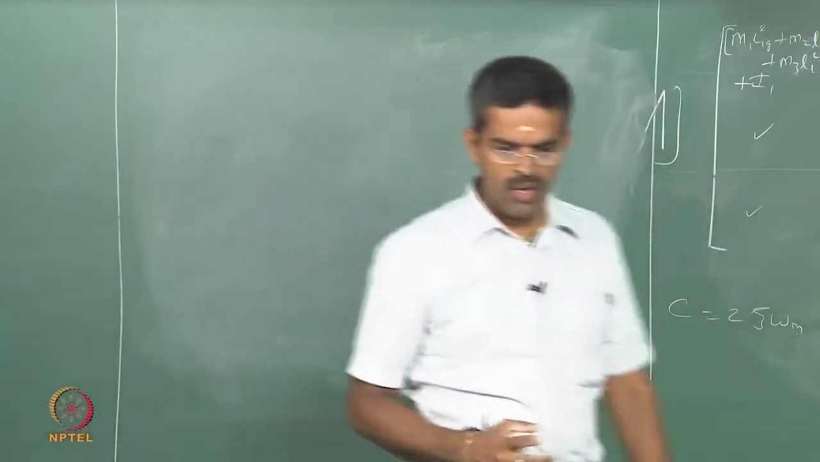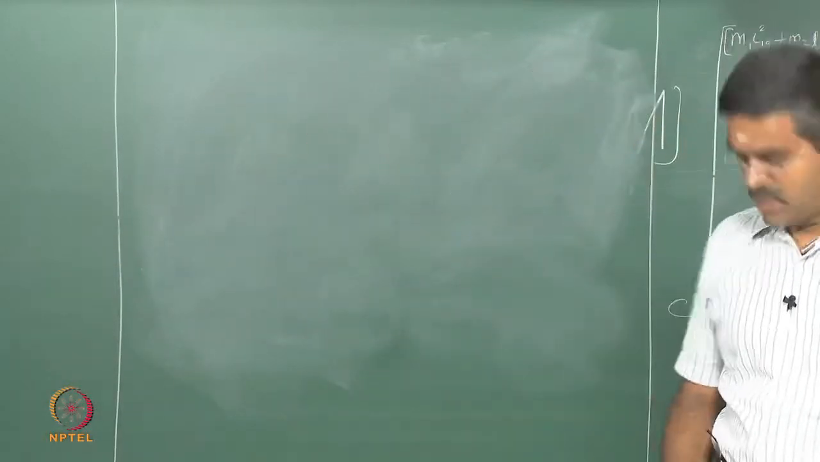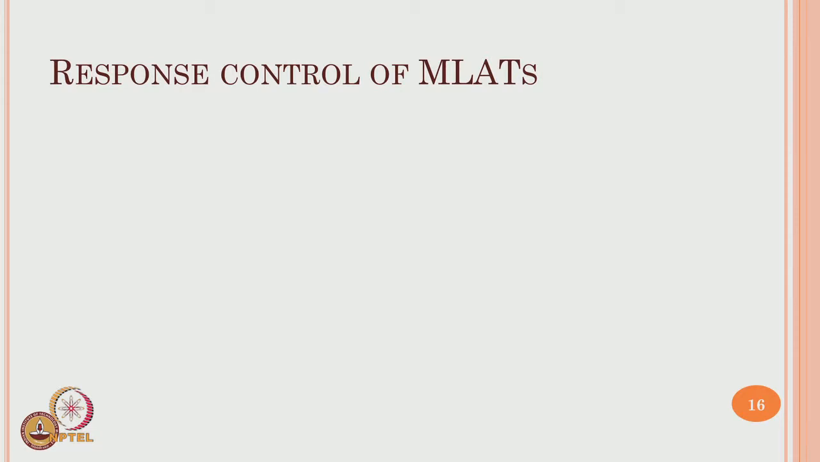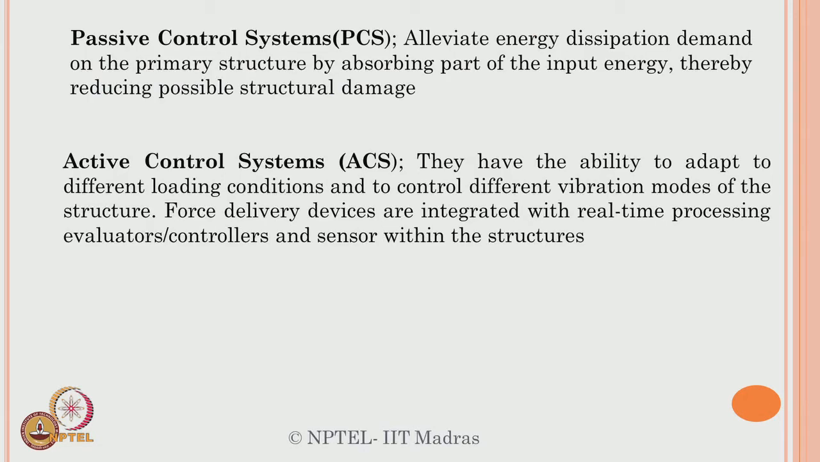Okay. Let us see now what are the different response control mechanisms we have in the system in general. Let us talk about response control of multi-leg articulated towers. There are different systems available in general: passive control and active control. Passive control alleviates the energy dissipation demand on the primary structure by absorbing the input energy, therefore reducing the possible structural damage. That is called passive control.